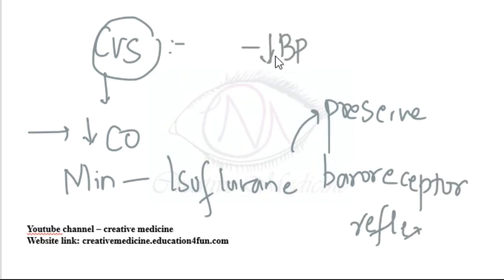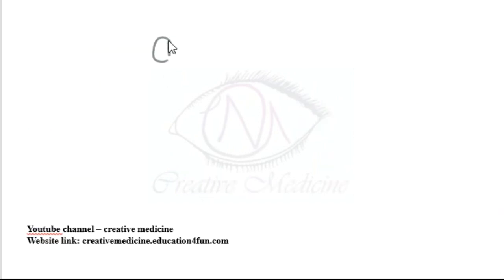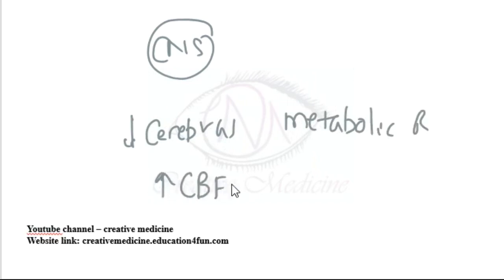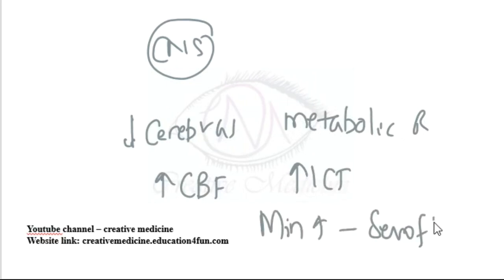Then the effect of inhalational anesthetics on central nervous system. On central nervous system, they will decrease the cerebral metabolic rate, and also they will increase the cerebral blood flow, thus increasing the intracranial tension. Minimum increase in intracranial tension is seen in sevoflurane, and thus sevoflurane is the inhalational agent of choice for neurosurgery.